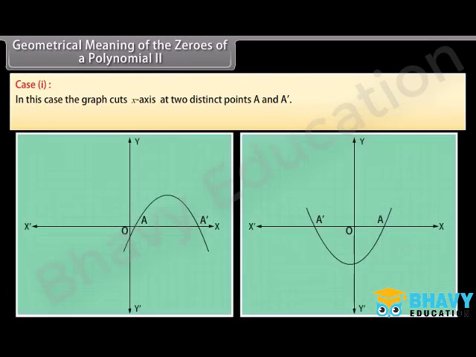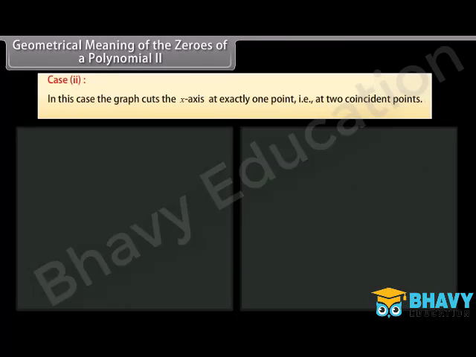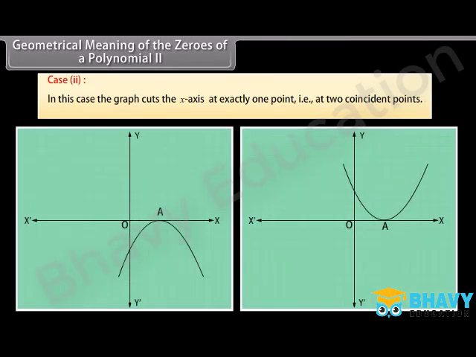Case 1. In this case, the graph cuts the x-axis at 2 distinct points A and A bar. So the 2 zeros of the quadratic polynomial ax square plus bx plus c in this case are the x-coordinates of A and A bar. Case 2. In this case, the graph cuts the x-axis at exactly one point, that is, at 2 coincident points. The 2 points A and A bar of case 1 coincide here to become one point A.